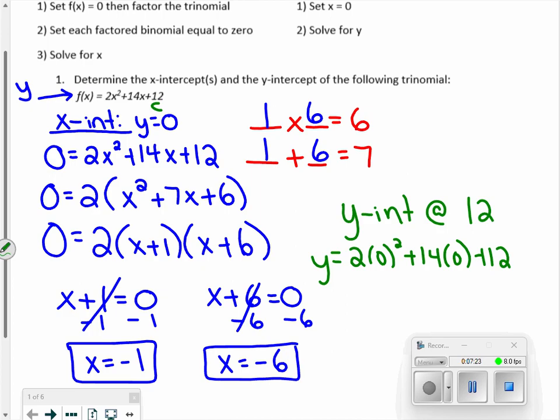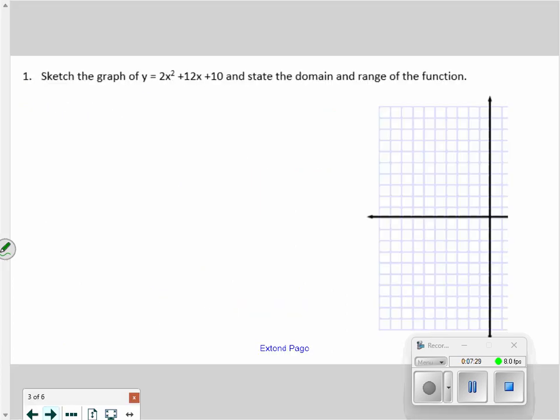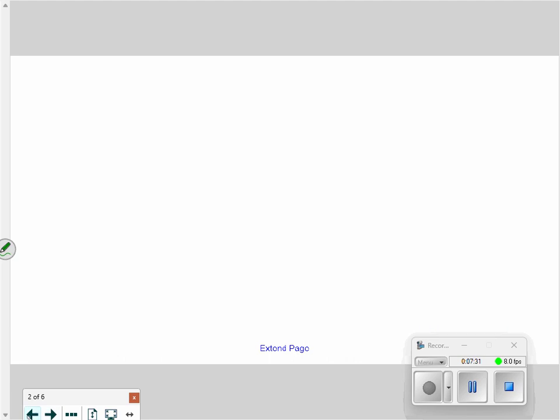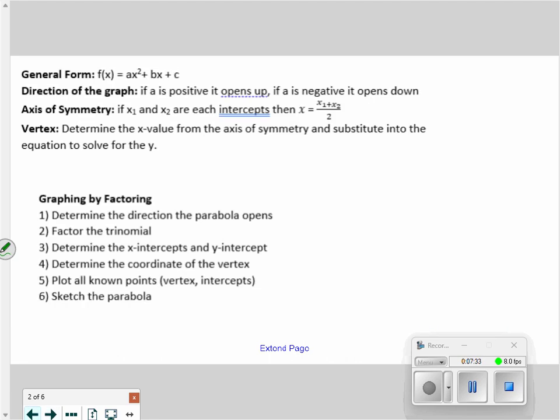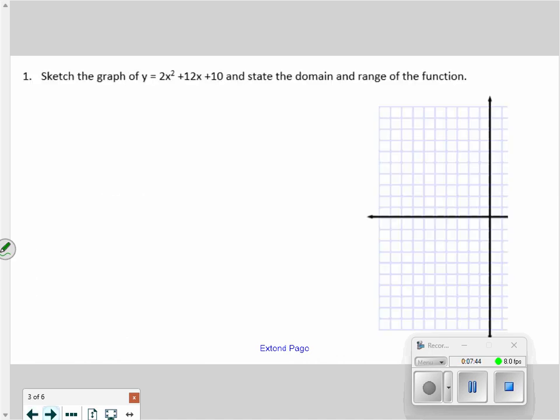Okay, so now we can use something else for making our graphs. General form. This is just a review of everything. I don't want to spend too much time reading it. Sketch the graph of y equals 2x squared plus 12x plus 10. State the domain and range of the function.